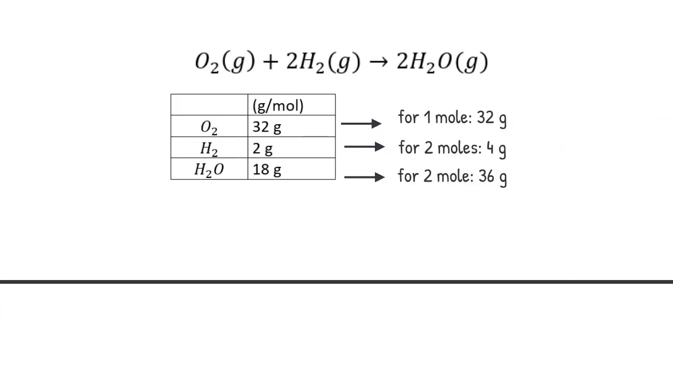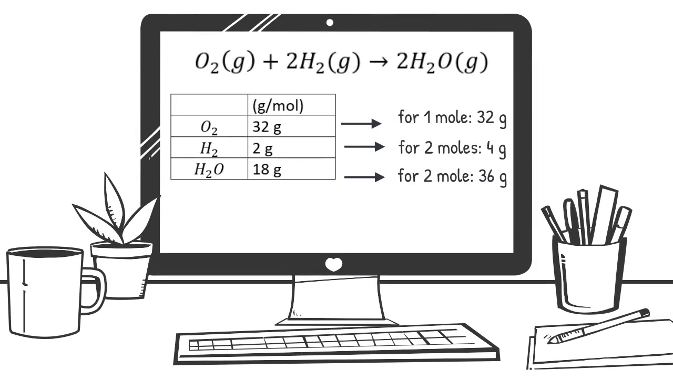In the actual reaction, 1 mole of oxygen is consumed, and that remains to be 32 grams. However, for hydrogen, 2 moles of hydrogen is consumed, so we have to double the amount that's actually in the table. So we need 4 grams of hydrogen to react with 32 grams of oxygen in order to produce the water vapor. And even with the water vapor, 2 moles of water vapor is produced, so we need to double the amount that's in the table to be able to deduce the amount that will be produced during this reaction.